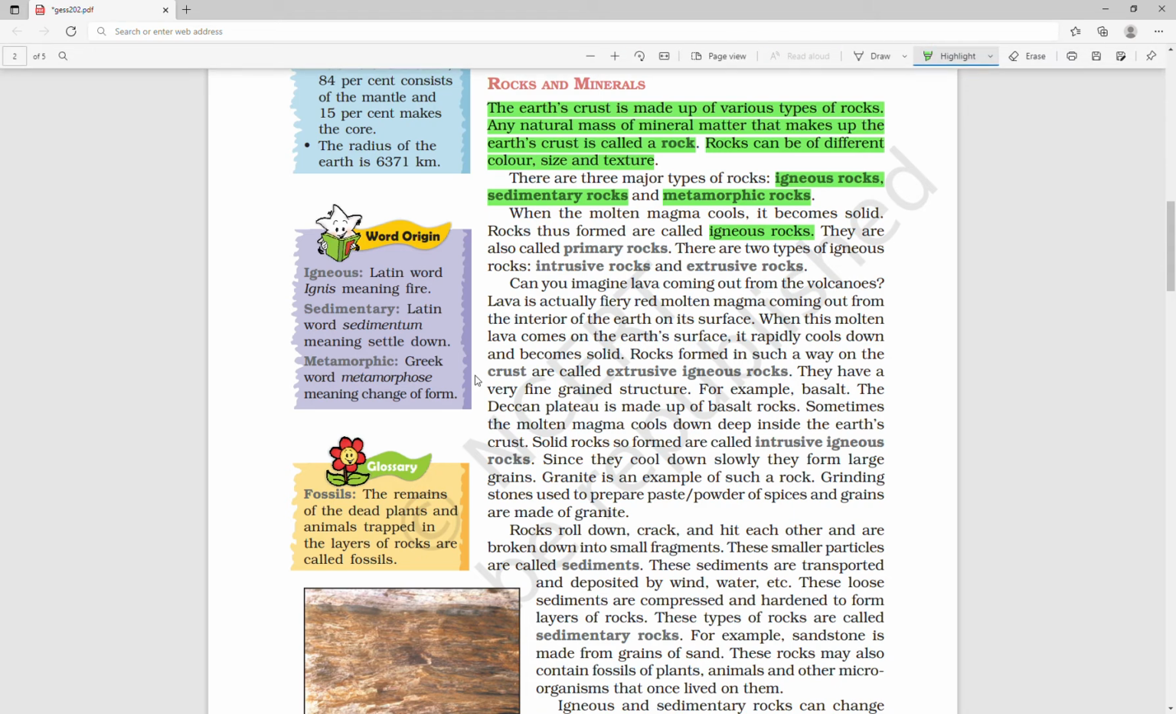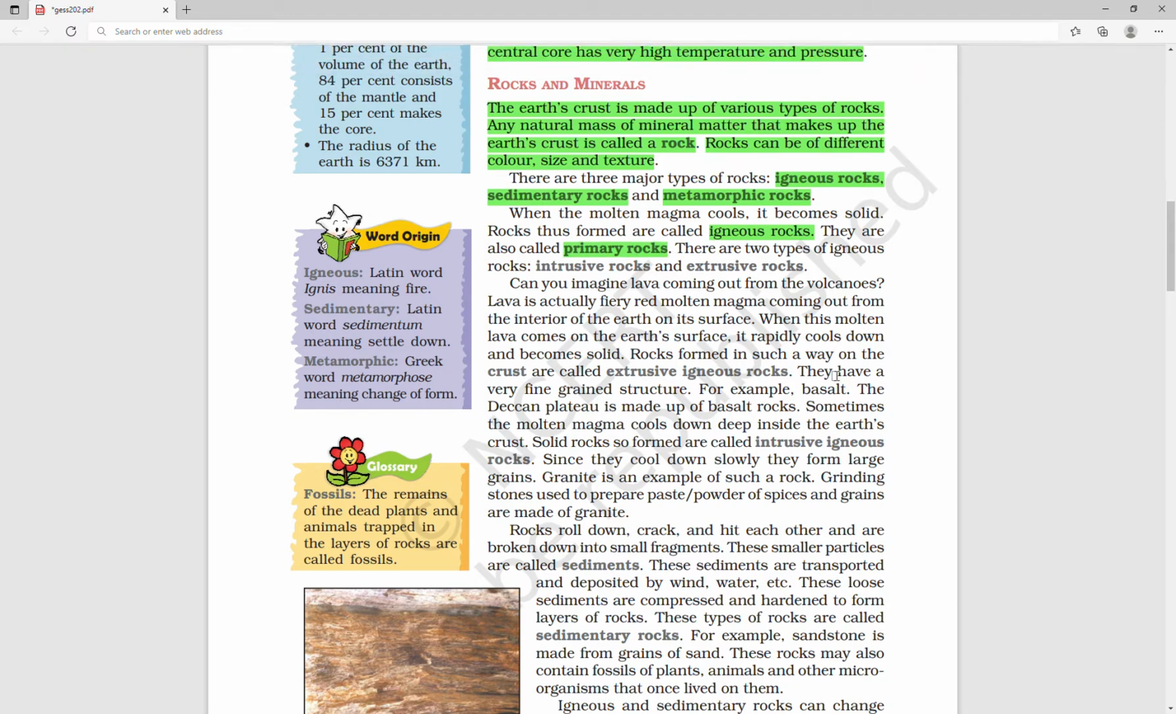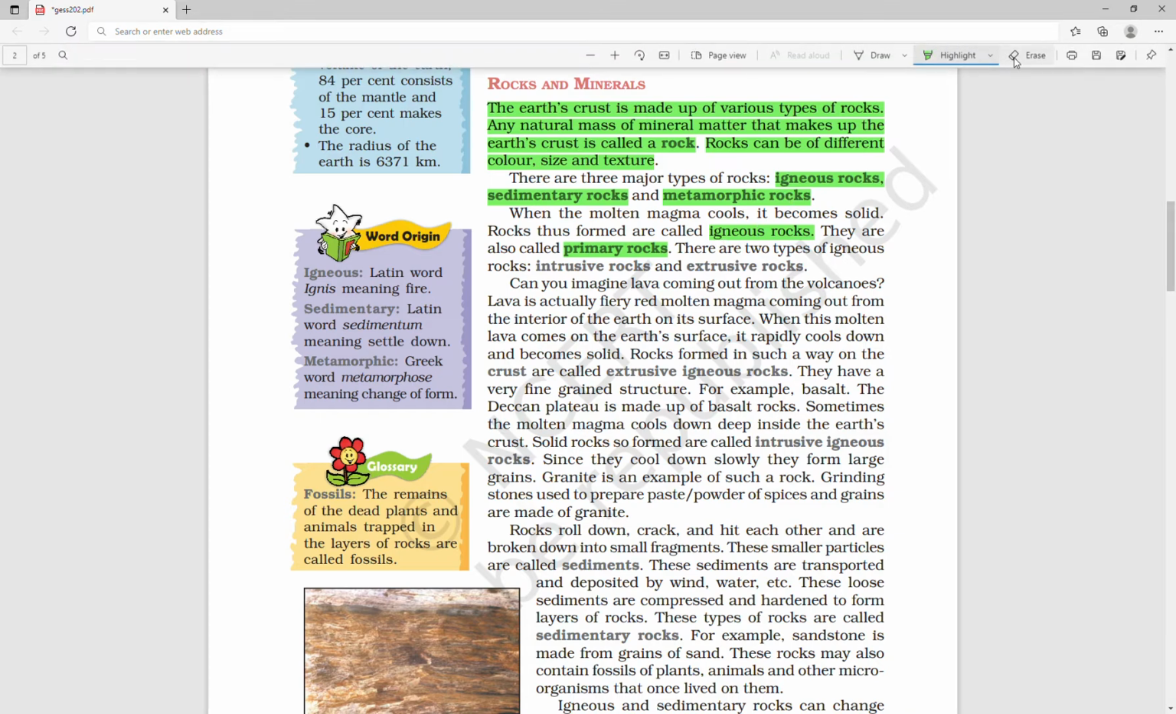Igneous rocks are also called primary rocks. That's also a point you must learn. Actually, in igneous rock there are two types. Rock is one type, but in that there are two types. You must not think there are three types in igneous rocks, that are igneous, intrusive, extrusive. That's wrong.